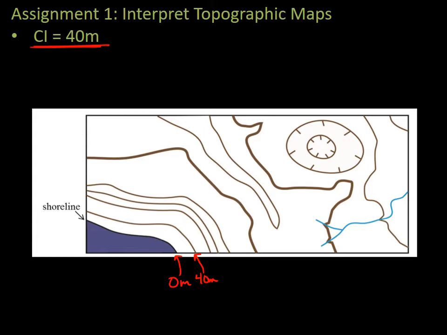First of all, this one and this one, these bold-faced lines, are the same elevation. It's perfectly legal for two lines on the same map to have the same elevation.